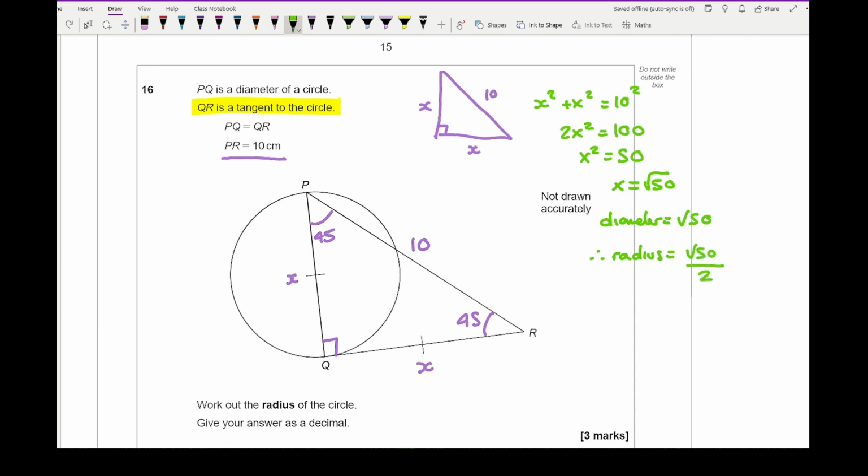And if I type that into my calculator, let's just try that again. We get 3.5355 and so on on the calculator. And then if I want to, I could just round it up, or I could copy what's on the calculator, but I'm going to round it up to 3.5 centimeters, and that's been rounded to 1 decimal place.